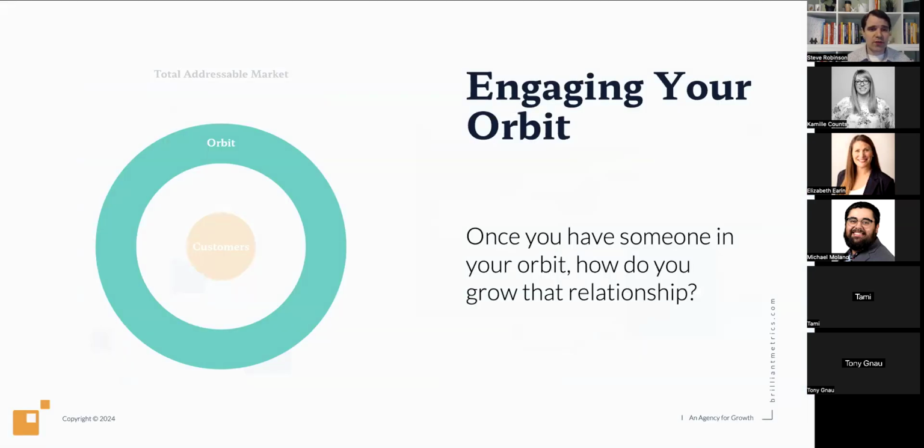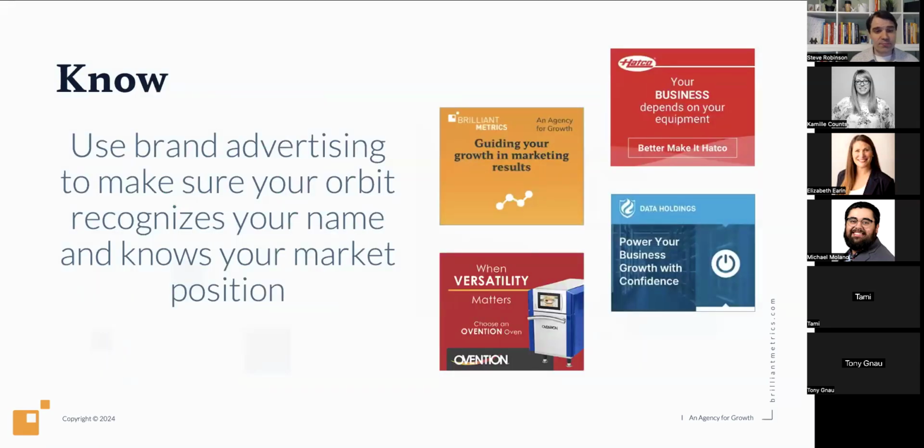So once you have someone in your orbit, they have taken some steps to get to know, like, and trust you, at least to some extent. They've given you permission to market to them. Now what do you do? How do you grow that relationship? Well, let's break this down from the know, like, and trust model here.